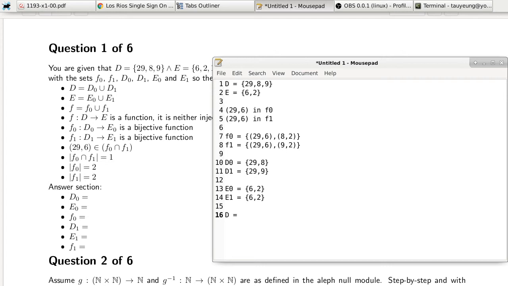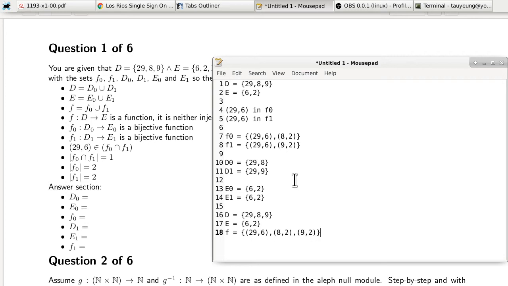So D is the union of D0 and D1, so that will make it 29, 8, 9, and that meets the requirement. E is the union of E0 and E1, which is easy to figure out because they are exactly the same. So E is 6, 2, or has 6, 2 as elements. And then F, on the other hand, is the union of F0 and F1. So it has 29, 6, 8, 2, and 9, 2.